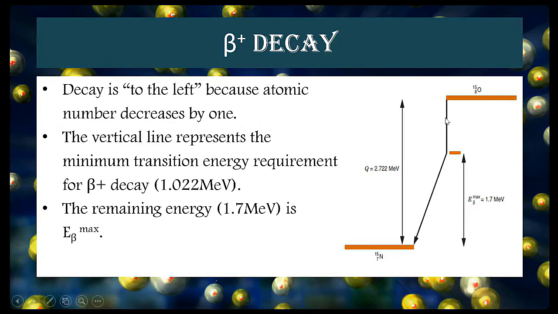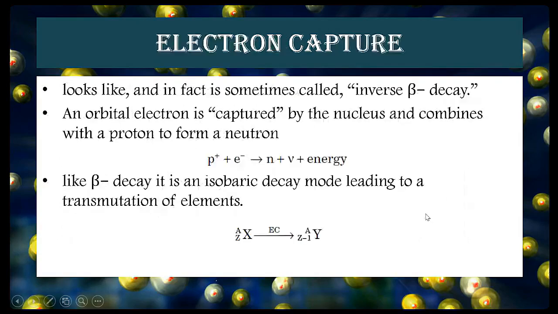So this decay is always to the left side, because with this beta plus decay we are losing atomic number. So it's always to the left side.